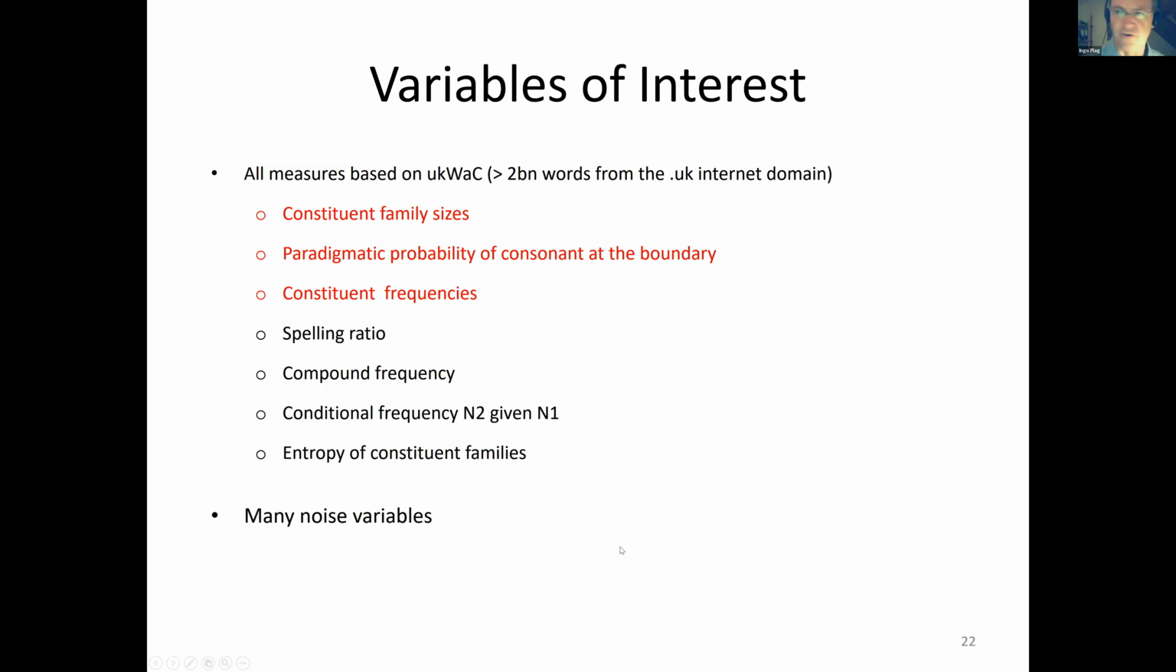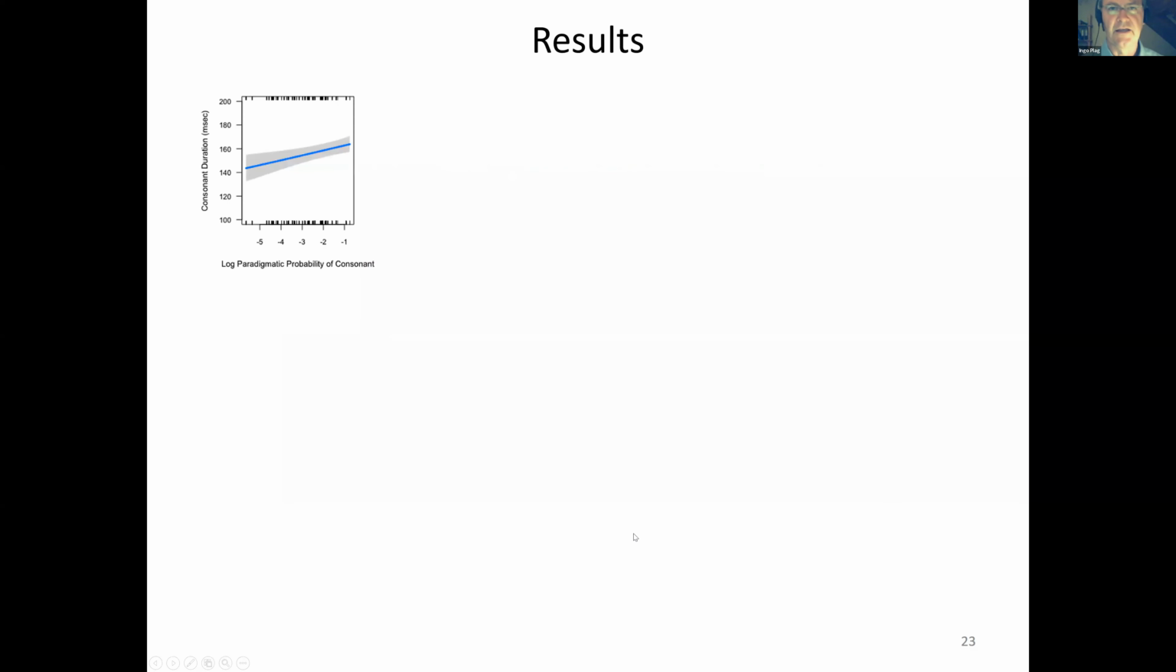We also added many noise variables, again, because there's so much variation that you want to control for, in spite of the fact that you did an experiment. So here's the result. There's one nice effect of the paradigmatic probability of the consonant, which you see on the x-axis, and on the y-axis you see the duration of that consonant. As you can see, the more probable the consonant, the longer it becomes. This is clear evidence for the paradigmatic support hypothesis and clear evidence against informativity.